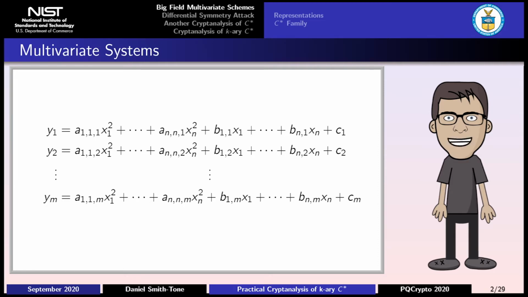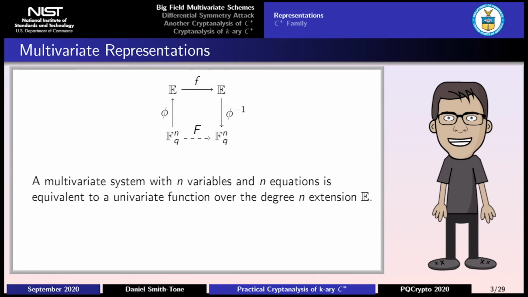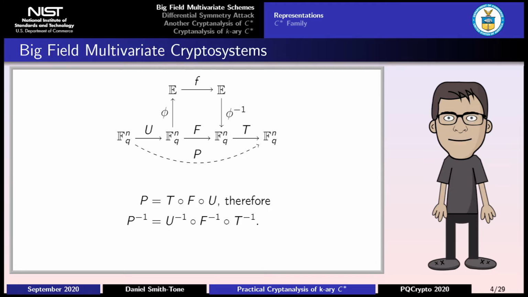Still, it is difficult in practice to construct an efficiently invertible multivariate map without revealing the structure used for efficient inversion. One common technique is to use multivariate representations of univariate functions over an extension field. Given a univariate function f over the degree n extension E of F_q, one can construct the vector-valued function, denoted here by capital F, over the small field F_q.